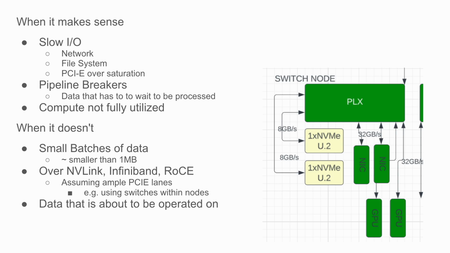Places where it might not make sense, especially on GPUs, is when you have really small batches of data, things like smaller than a megabyte, where the overhead of making that GPU allocation and copying, making that allocation and making kernel invocations is going to take longer than it would have been to just pass that data along. Other places where it's less likely to make sense is over things like NVLink, InfiniBand, and RoCE.